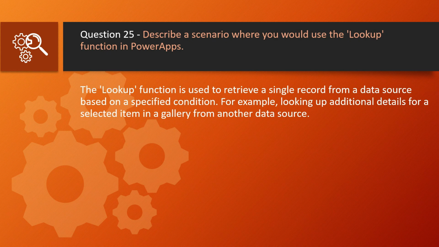Question number 25 is describe a scenario where you would use the lookup function in Power Apps. The lookup function is used to retrieve a single record from a data source based on a specific condition. For example, looking up additional details for a selected item in a gallery from another data source. So the lookup condition is similar to a filter criteria. It retrieves a single record from a data source based on whatever condition you are providing.